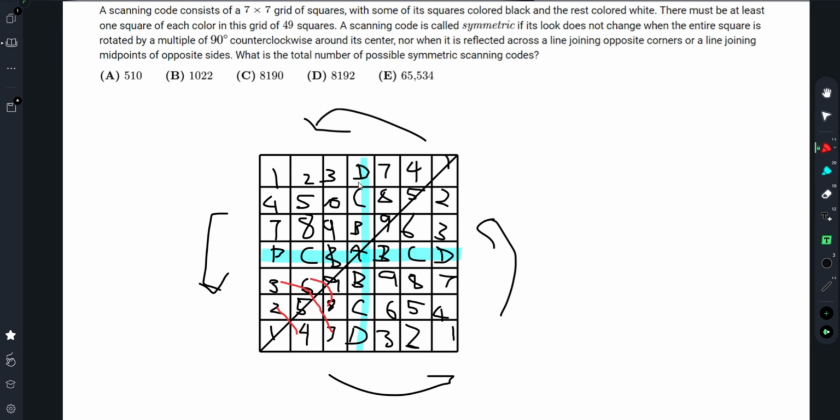And now for the cross in the middle. The cross in the middle, obviously the B has to be the same, because after being reflected across a line through the middle, they have to be the same. So all of these have to be the same. So there are 4 distinct numbers here.